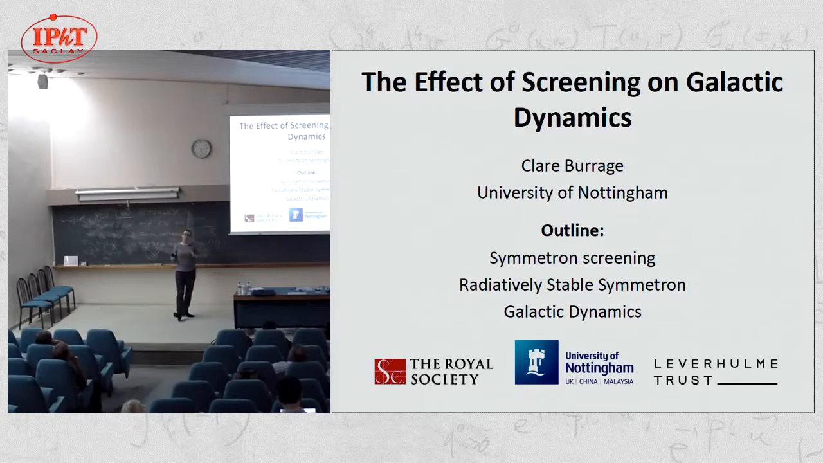So to give you a rough outline of how the next half hour is going to go, I'm going to remind you how the symmetron screening mechanism works. And then I'm going to show you that it's possible to construct this screening mechanism in a radiatively stable way. And then we're going to talk about what effects this scalar field could have on galactic dynamics.